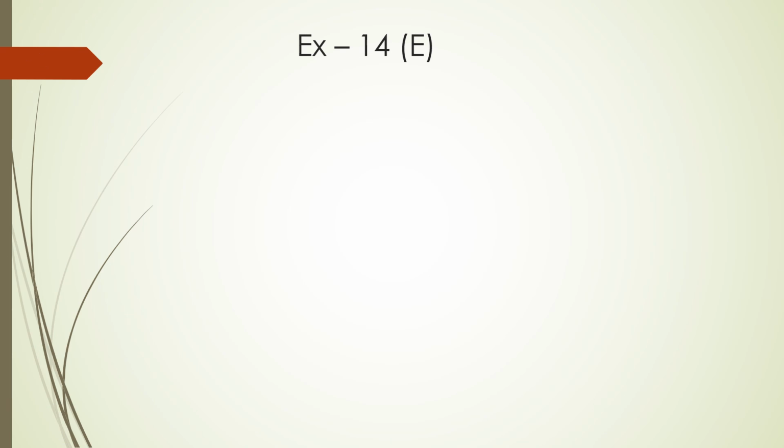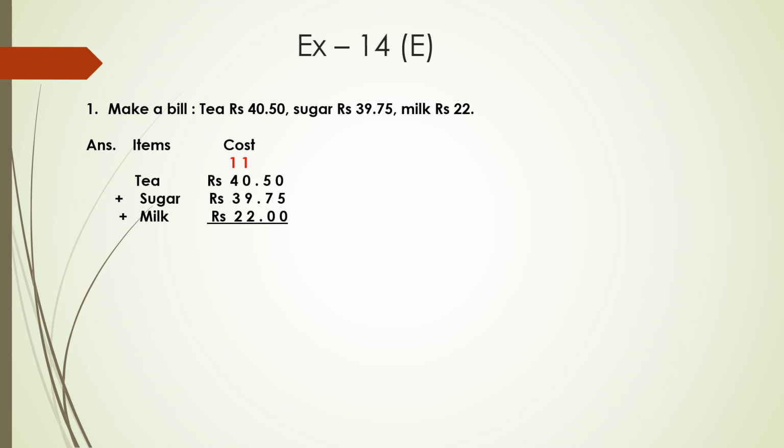Now let us do exercise 14E given on page number 123. Question number 1: Make a bill. Tea is 40 rupees 50 paisa, sugar 39 rupees 75 paisa and milk is 22 rupees. So whenever we have to make a bill, children, we have to do addition. So add all these items and costs, and you will find the answer.